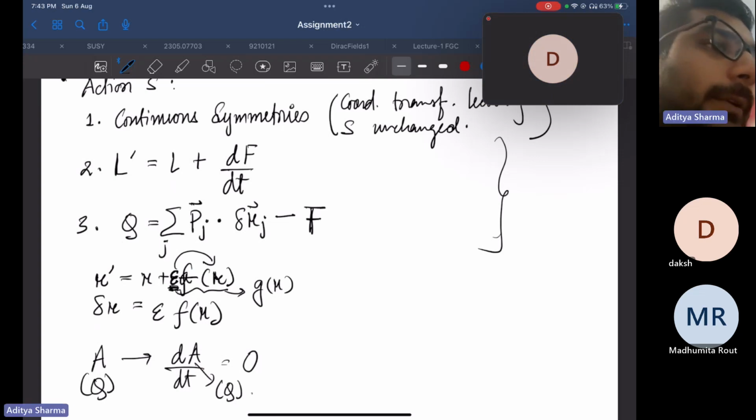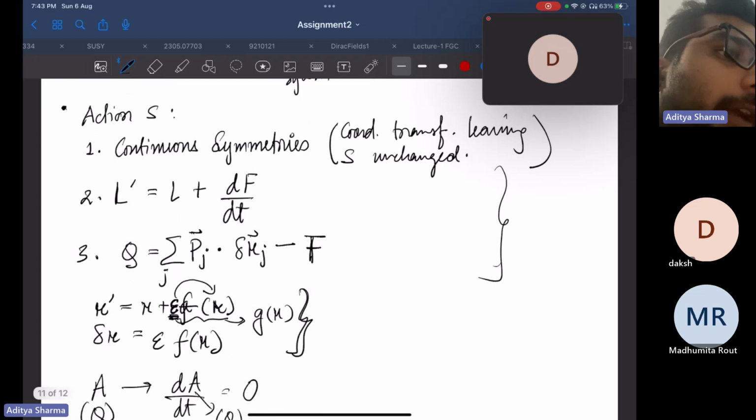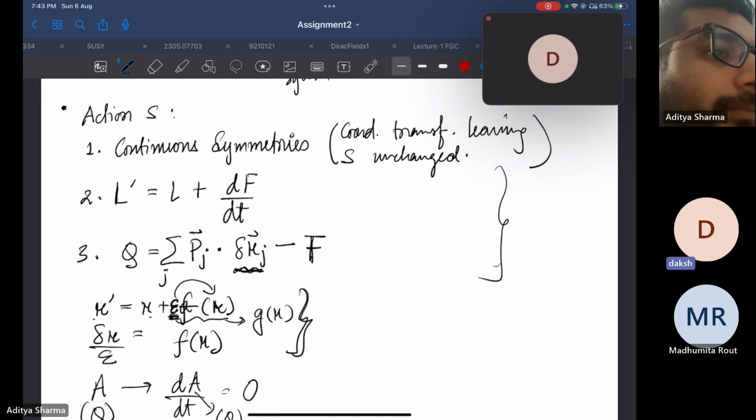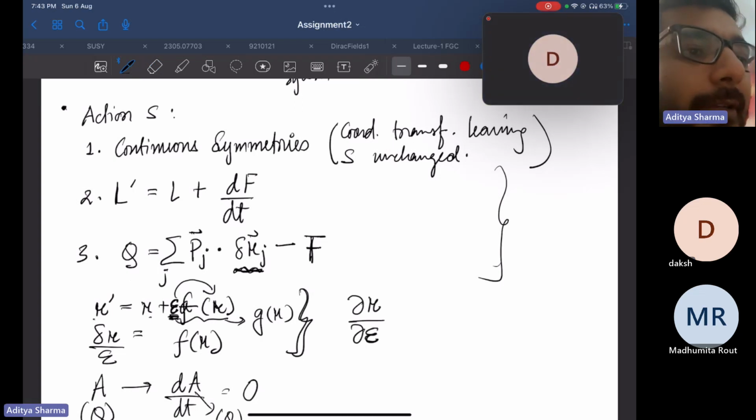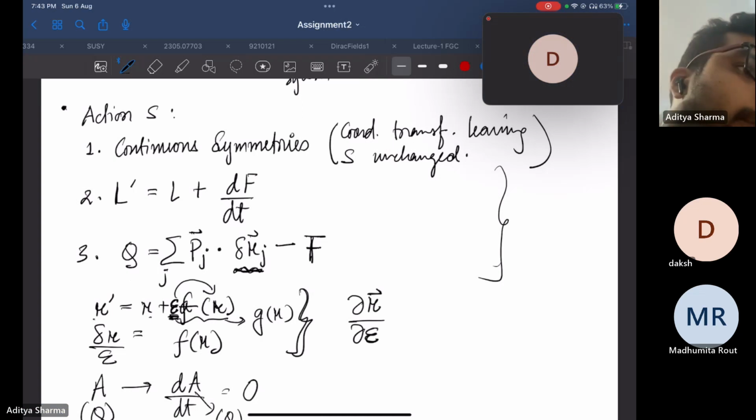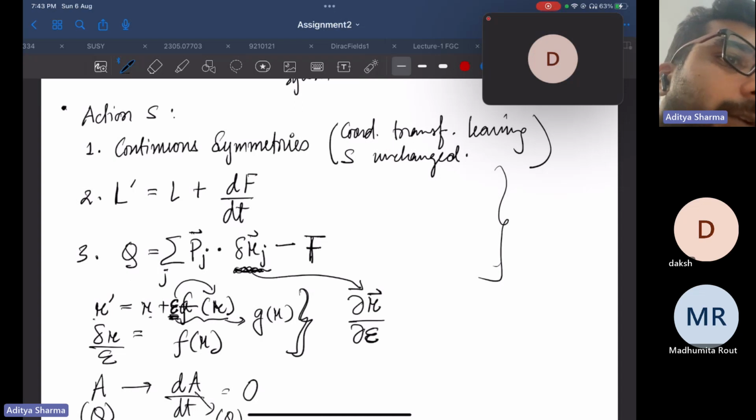Okay, so it depends on how you write it. I also get confused sometimes in notation. Whenever you write it here, you write f of r, but delta r is this minus this. If you want to put an epsilon downside, it's fine. But you should remember that it is nothing but del r by del of the deformation parameter.